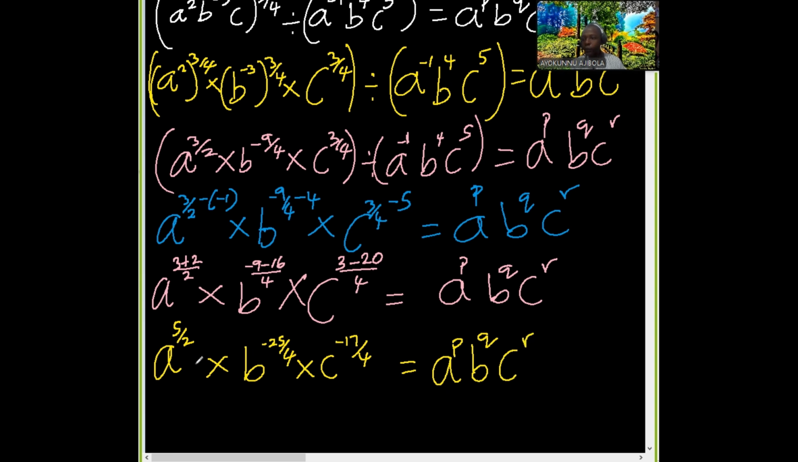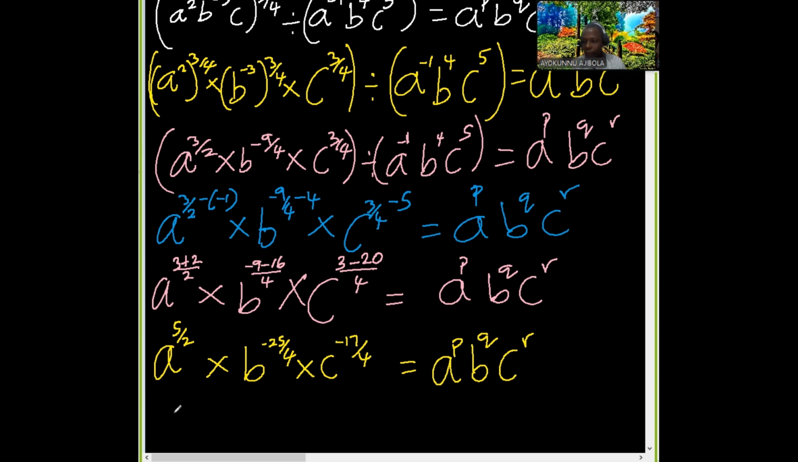power R. Now, what is A? A is what? A is 5 over 2 times minus 25 over 4 times minus 17 over 4. I mean, this is A, and B is minus 25 over 4. Then, oh, sorry, not A and B. I'm talking about P, Q, and R.